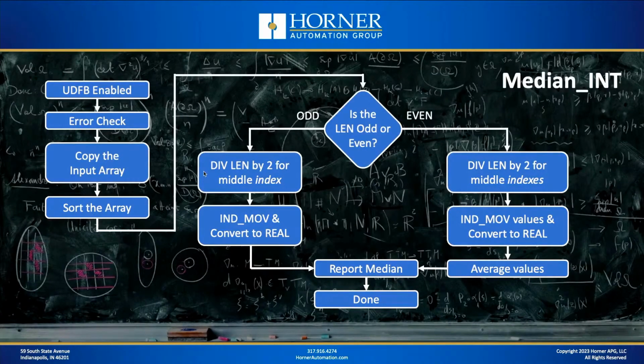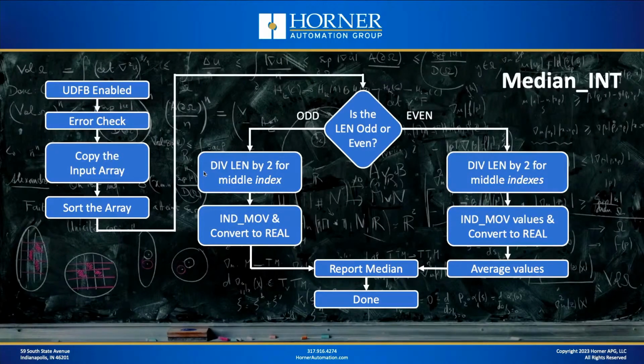Okay, now let's take a quick look at the flowchart for what's happening inside the UDFB. We're not going to go through every single detail, but you can freeze this frame upon reviewing this video to get all the details if you wish. Basically, after the function block is enabled, we start by doing an error check. We copy the input array to an internal array so that we can sort it and not touch the original array. After we've sorted it, we detect whether it's an odd or even data set based on the length parameter that was presented. If it's odd, we just find the middle element in the sorted array. If it's even, we average the two in the middle as the result, and we report the result as a real value. Okay, so that's the median operation.